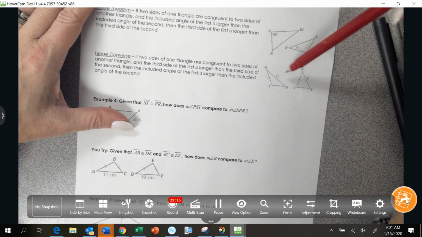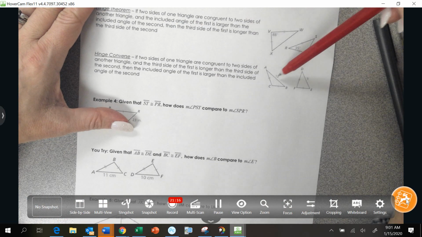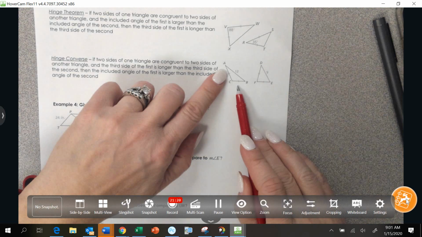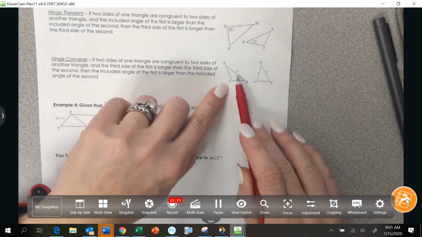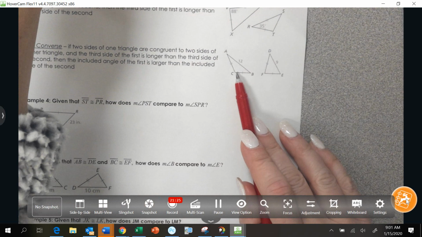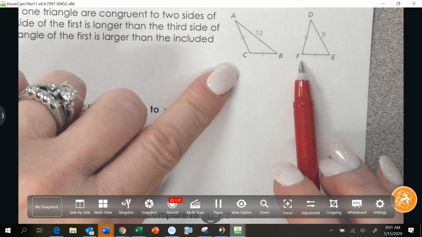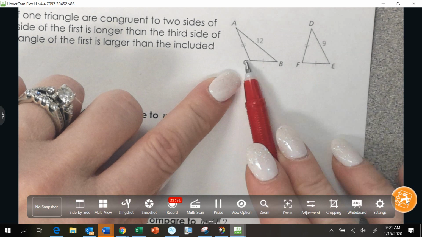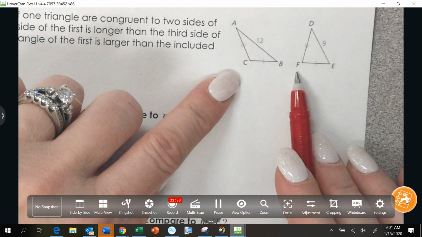And then the hinge converse: two sides are congruent to two sides of another triangle, and the third side of the first is longer than the third side of the second. In this picture, we've got two congruent sides. This side is longer than that one. Tell me about angle C compared to angle F. If this side is longer than 9, then C is what to F? Bigger. That's the converse to the hinge theorem.